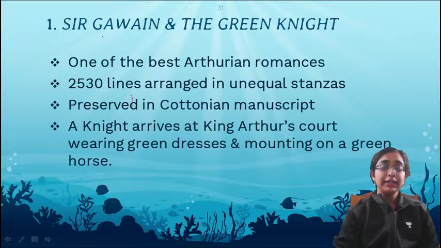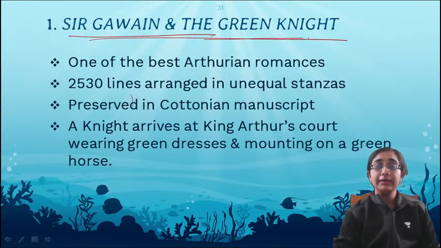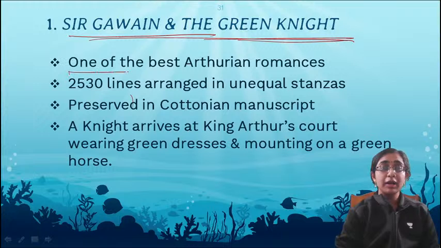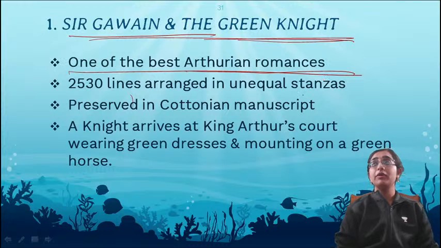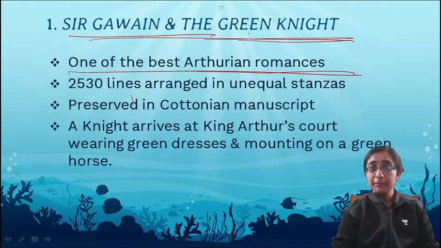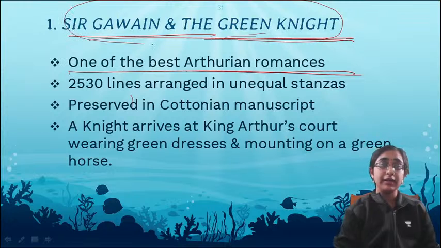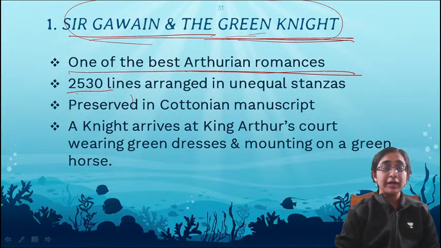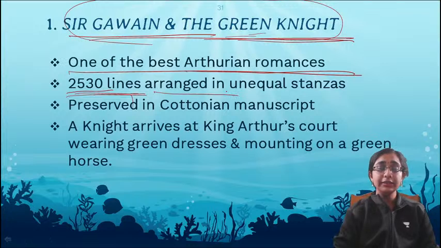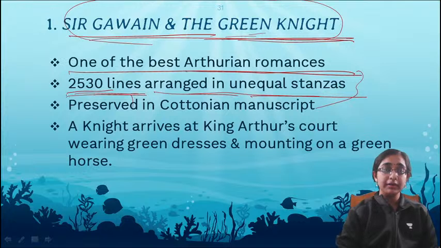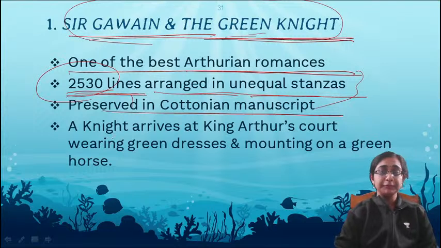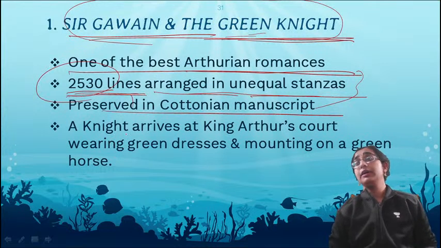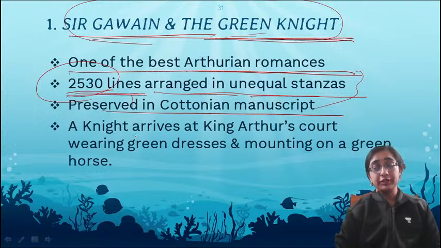Now the first important alliterative poem is Sir Gawain and the Green Knight. It is one of the best Arthurian romances. Obviously, you have already heard the name, I think, Sir Gawain and the Green Knight. It is 2530 lines arranged in unequal stanzas, preserved in the Cottonian manuscript. Now, what is the plot? You need to know the plot in detail. This is an important point.